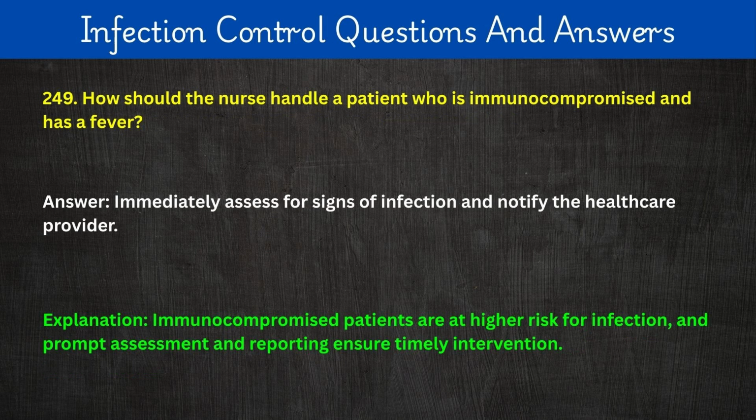249. How should the nurse handle a patient who is immunocompromised and has a fever? Answer. Immediately assess for signs of infection and notify the healthcare provider. Explanation. Immunocompromised patients are at higher risk for infection, and prompt assessment and reporting ensure timely intervention.